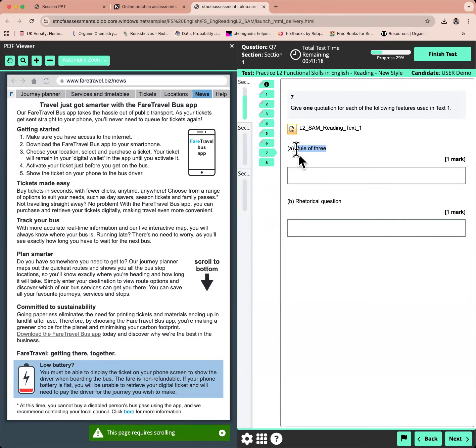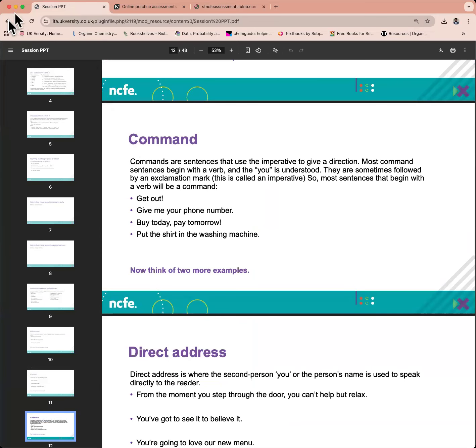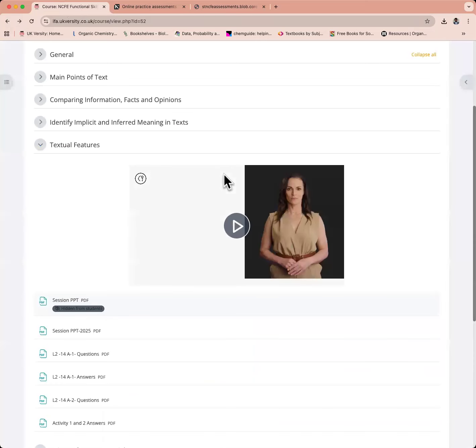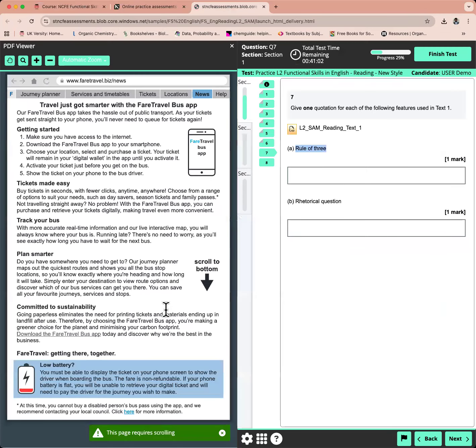Now, what we need to be able to do is understand what the rule of three is. That will happen if you go through some of these presentations, and that will help you understand the lingo, the topics, and in some cases what the text actually means. Now, if I have to spot the rule of three here, I would need to read this again and find out which sentence is talking about three benefits or three negatives, or something which is persuading me indirectly to download the Fair Travel app.